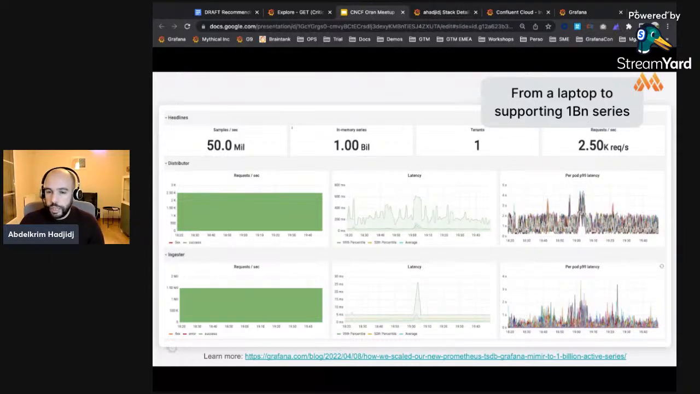And in terms of scalability, we have tested this architecture to go up to 1 billion series. So it's pretty powerful. There is a blog here where we explain all the details of the benchmark and how we did it.